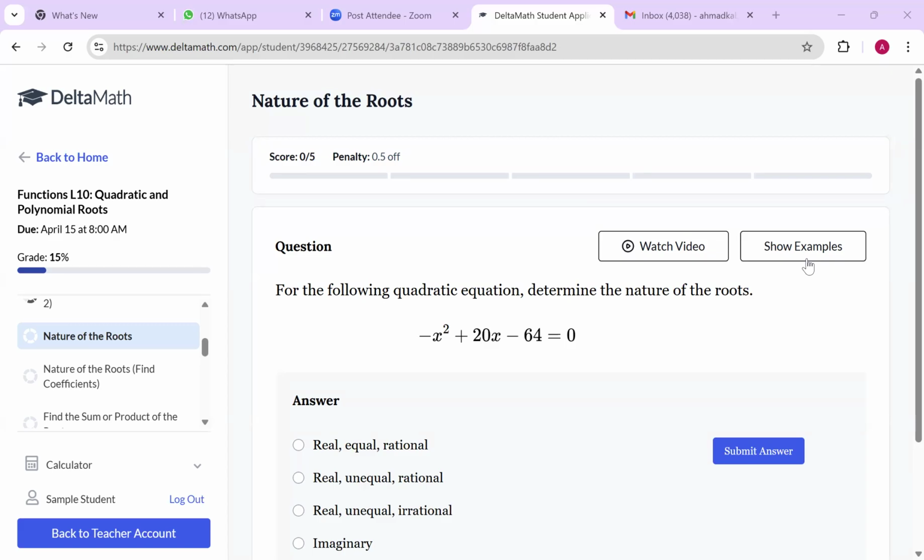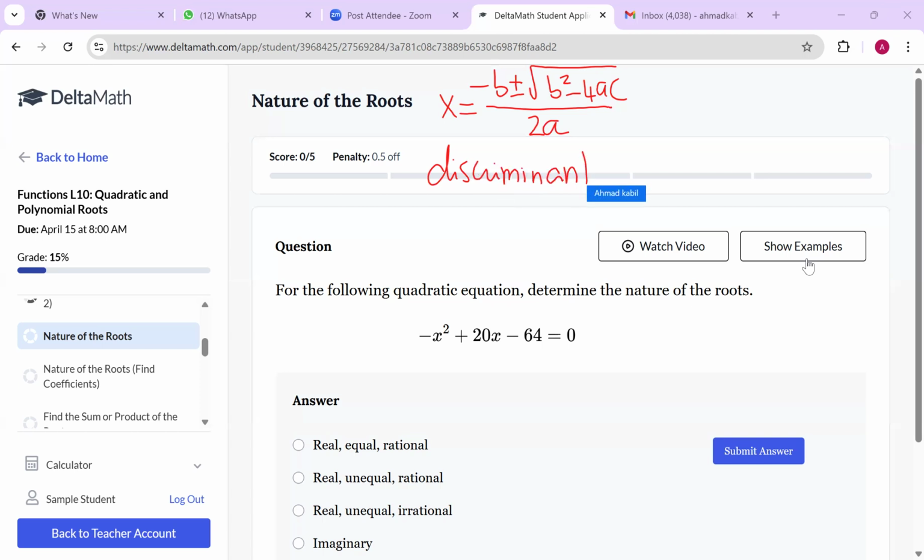Hello and welcome to this video in which we shall discuss the nature of the roots. As I mentioned in the previous videos, the discriminant plays a very important role. Let me just remind you what that is. So we said that the quadratic formula is as follows: minus b plus minus root b squared minus 4ac all over 2a. So we said that the discriminant is the part under the root, which is b squared minus 4ac.